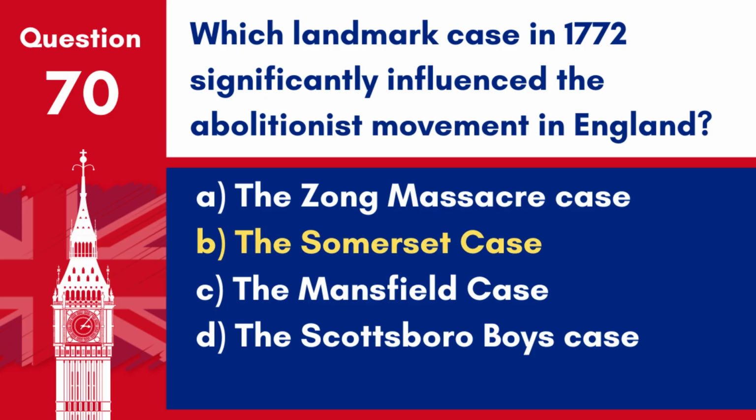Answer: B. The Somerset case. The Somerset case of 1772 was a landmark judgment in England that held that slavery was unsupported by the common law in England, significantly influencing the abolitionist movement.